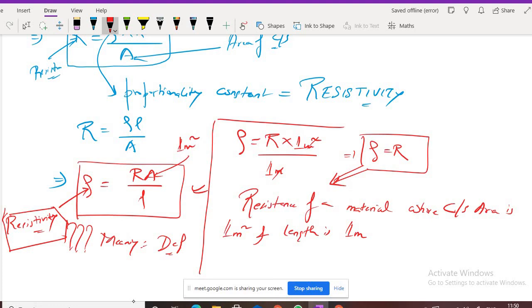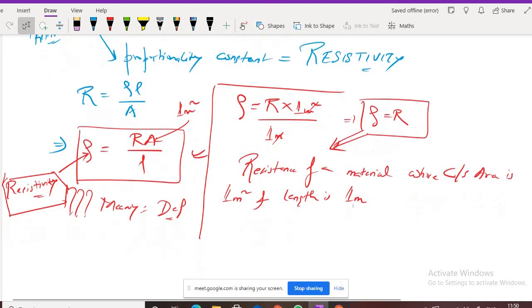Let us take a material. Suppose there is a material X whose length is 1 meter and whose area is 1 meter square. The resistance of that material is itself the resistivity. Have you understood? This much is clear? Any doubt till this portion? That's good.